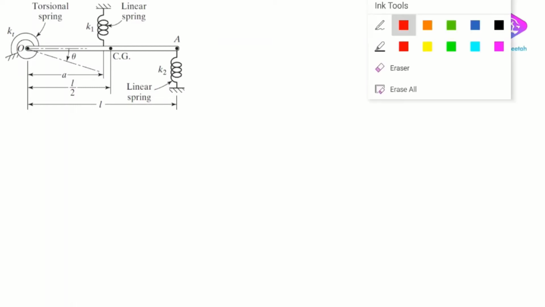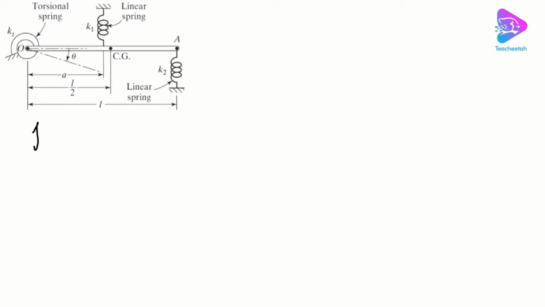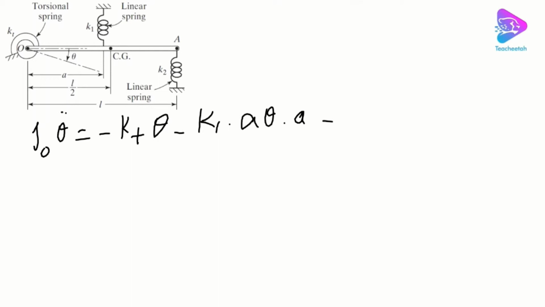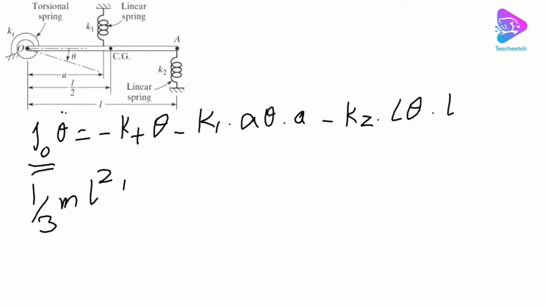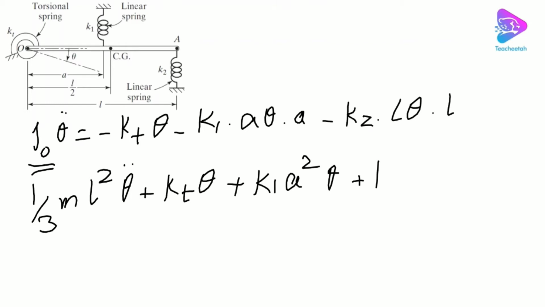Okay, so we ended up with Newton's formula, and we got J_O theta double dot equals minus k_t theta minus k1 delta 1, which was A theta, times A, minus k2 times L theta, which is actually delta 2 times L. So if I simplify it and put everything on the left hand side, and instead of J_O, I'm gonna use 1/3 of M L squared theta double dot plus k_t theta plus k1 A squared theta plus k2 L squared theta equal to 0.